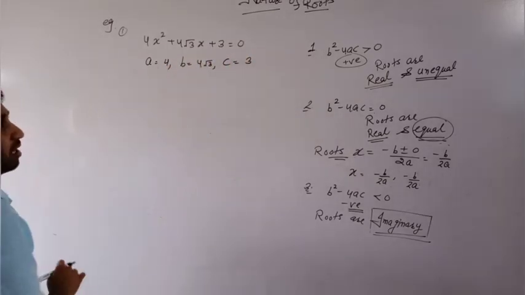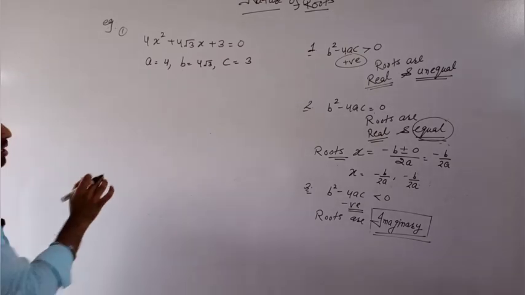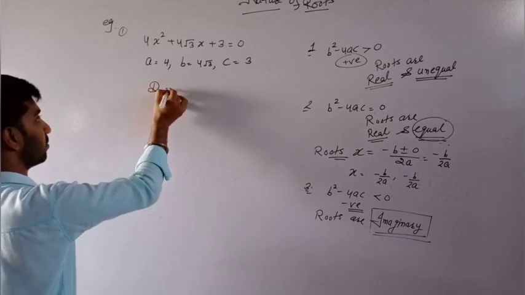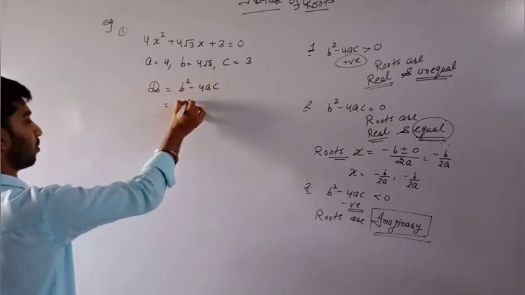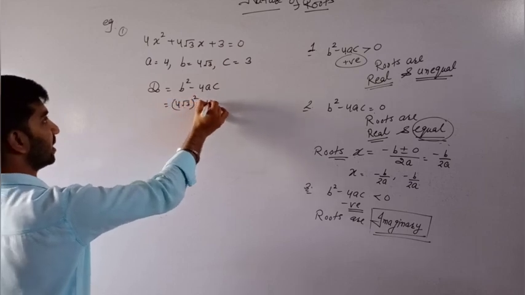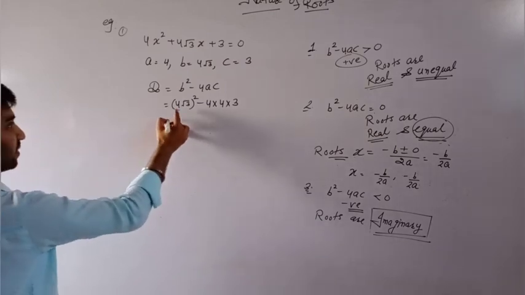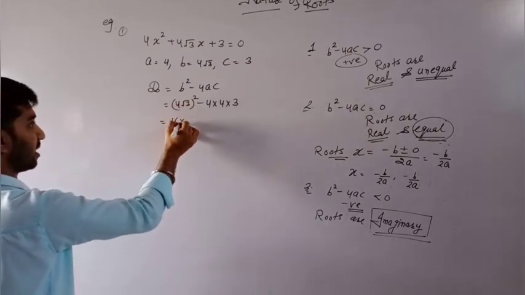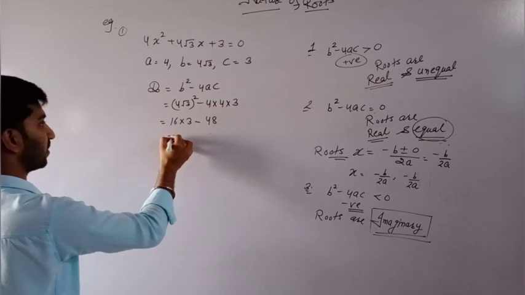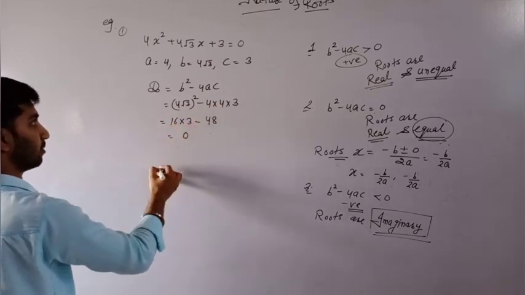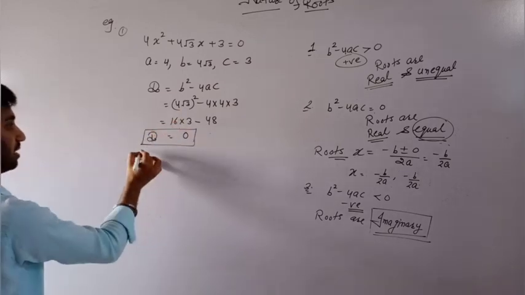Now if we want to find only the nature of roots, then first of all we have to find the value of d, which is b squared minus 4ac. b is 4 root 3 whole square minus 4 multiplied by a, which is 4, multiplied by c, which is 3. Square of 4 is 16, multiplied by square of root 3, which is 3. 16 times 3 is 48, minus 48 is 0. So d, b squared minus 4ac, is 0.